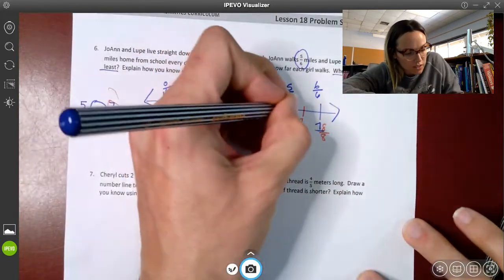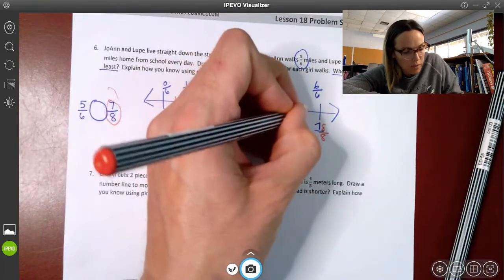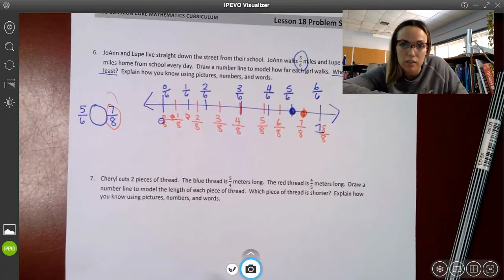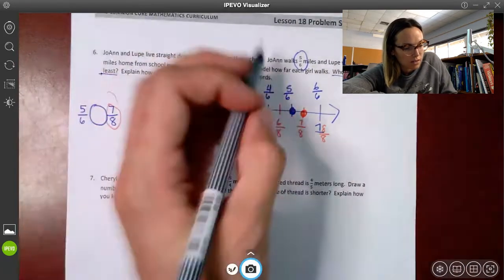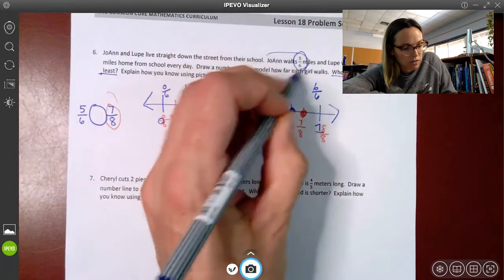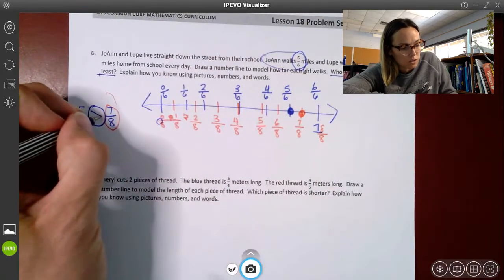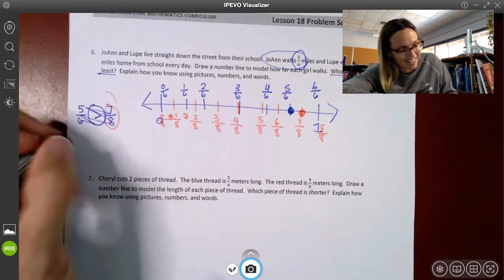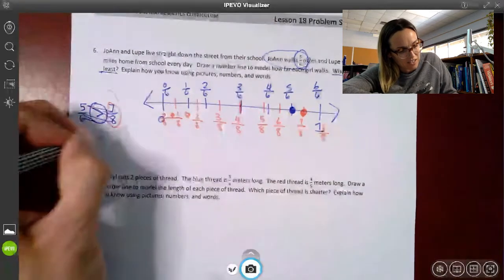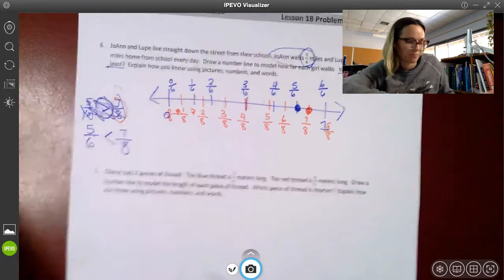So 5/6 is here. 7/8 is here. Oh, wow, they must be neighbors because they live very close. But who walks the least? The girl that walks 5/6, because look, 5/6 is closer to 0, which means, oops, oh man, I made a mistake. 5/6 is less than 7/8.